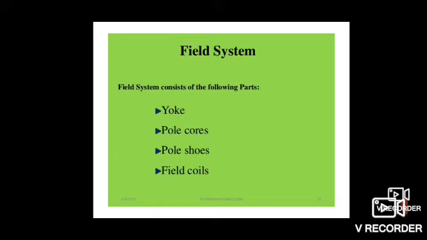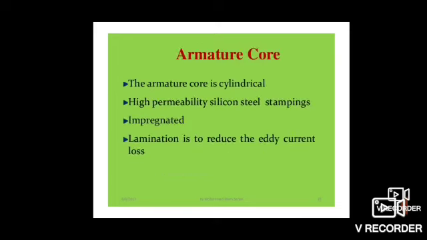The field system consists of the following parts. One is yoke, that is frame, then pole cores, pole shoes, and field coils. These four are the essential parts of the field system, that is the stator. Then armature core, that is the rotor.